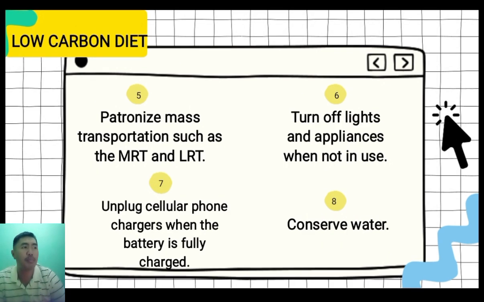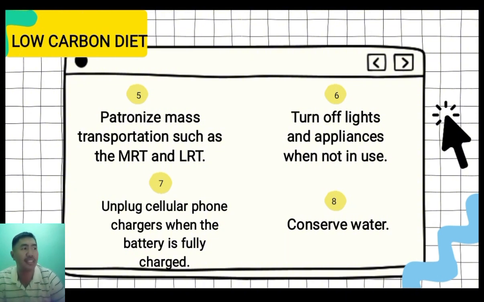Next is patronize mass transportation such as the MRT and LRT. This is also very helpful because it lessens the use of vehicles and motorcycles when patronizing the MRT and LRT. So this promotes not adding more issues to our environment. So it can also save energy.